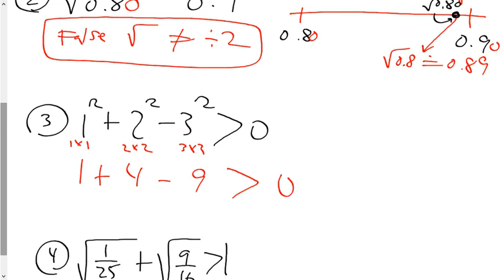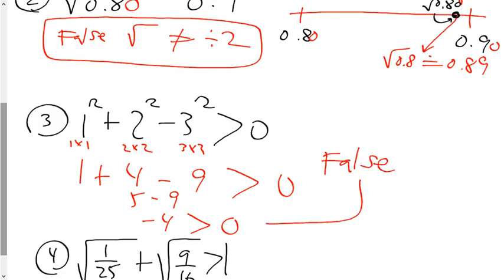So when I work out the squares into standard form, I get 1 plus 4 take away 9 is greater than 0. When I work this out, I get 5 take away 9, which is negative 4, not 4. And since negative 4 is not greater than 0, it is less than 0, I say false. And that's why. Negative 4 is not greater than 0.